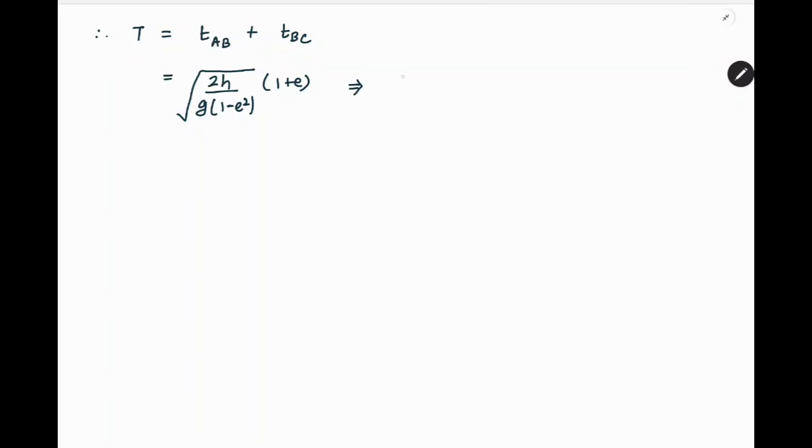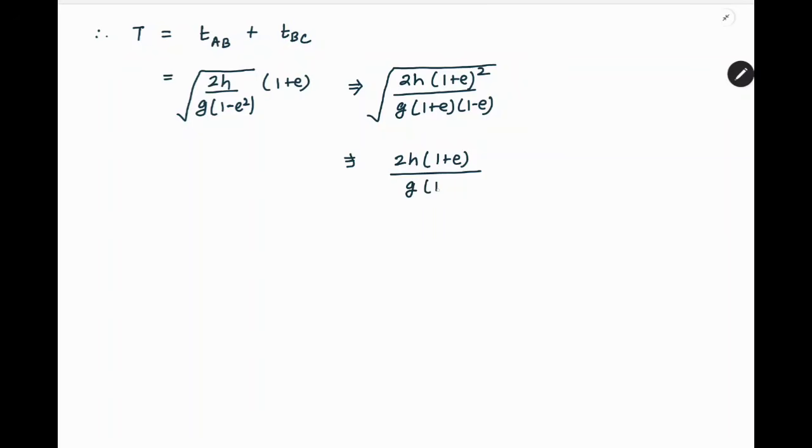We can also write it in this format, 2h(1 plus e) upon g(1 plus e)(1 minus e), and square root of this entire term. On solving we obtained 2h(1 plus e squared). So 1 plus e will be cancelled out, and then we will be having g(1 minus e) in square root. So this is the total time between two successive bounces, and if we look at this, it is matching with option A.